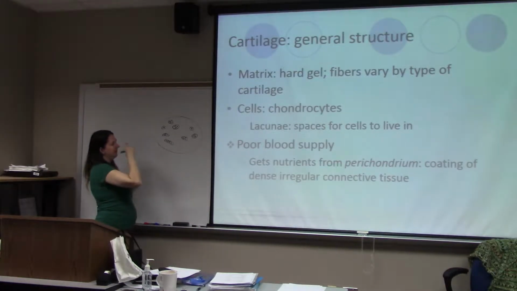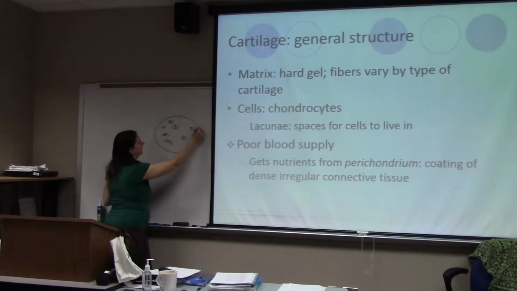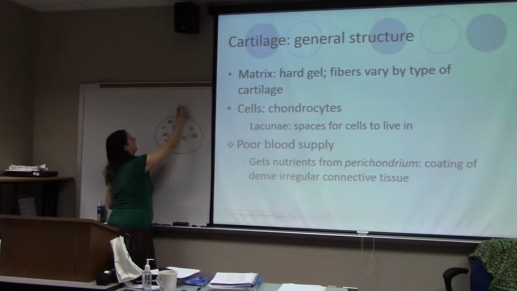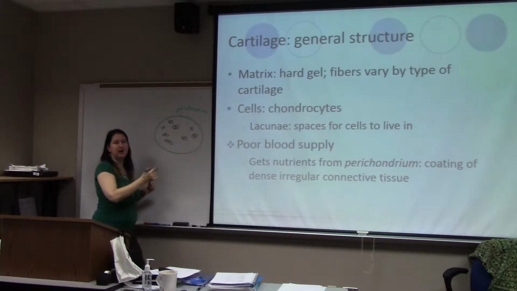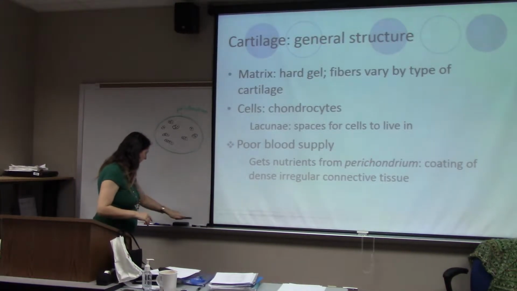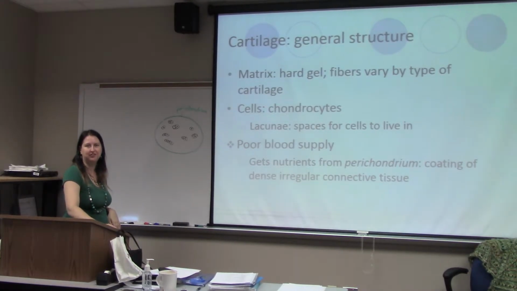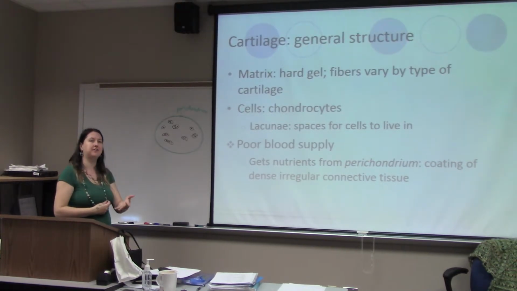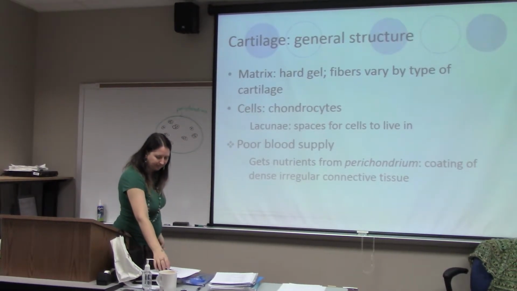On the surface is a membrane called perichondrium, around the cartilage. This is another use for the dense irregular connective tissue. We'll see later that it's on your bones also. They have a coating called periosteum that's made of dense irregular. And that's where the nutrients come from, at the surface of the piece.